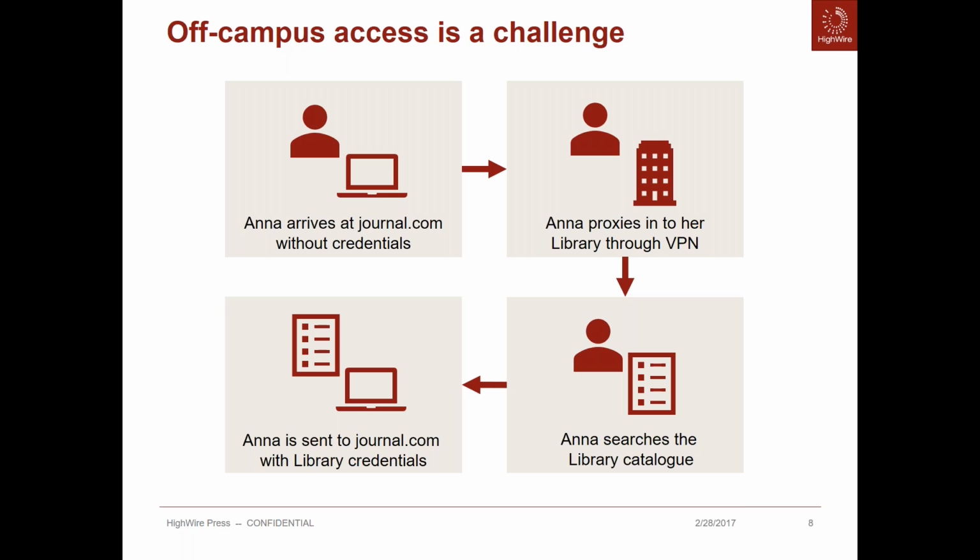The challenge with this, of course, is that if Anna has arrived at a specific article on journal.com, say from Google Scholar, and she then has to go through this multi-step process to get back to that article with authorization to read it, she's likely to get quite frustrated. And this kind of barrier to access is not the only reason for piracy, but it is one of the reasons that people are turning to alternative methods for gaining access to content.